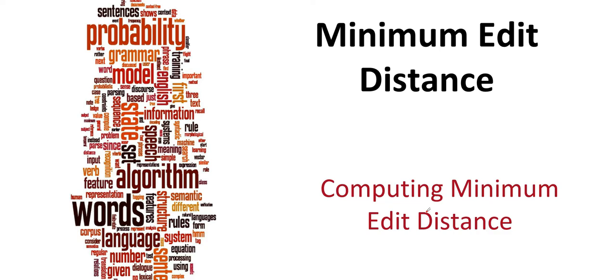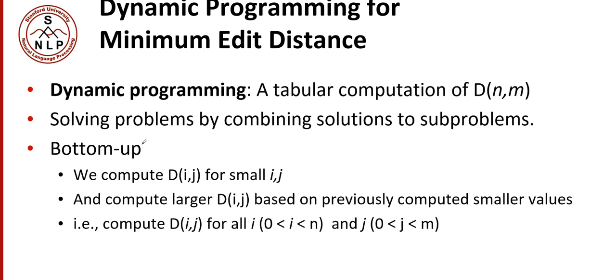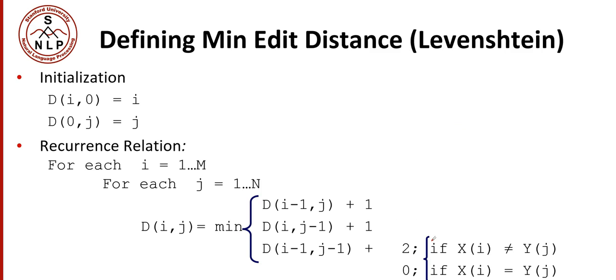Now this is achieved through dynamic programming, which is a tabular computation of D(n,m) and solves problems by combining solutions to sub-problems. This is a bottom-up approach. We compute D(i,j) for small i, j and compute larger D(i,j) based on previously computed smaller values. So compute D(i,j) for all i, 0 < i < n, and j, 0 < j < m.